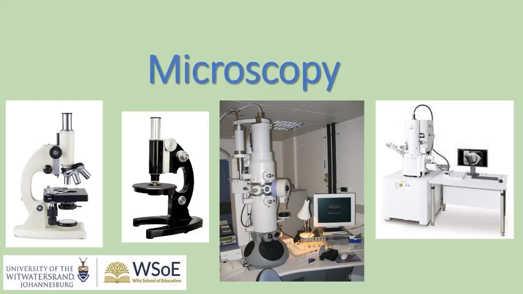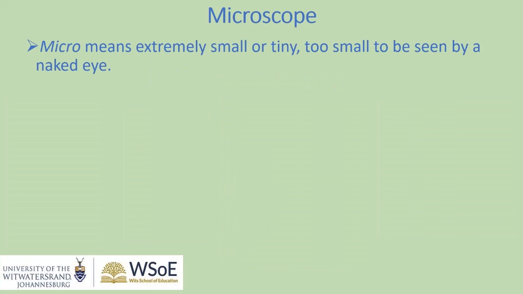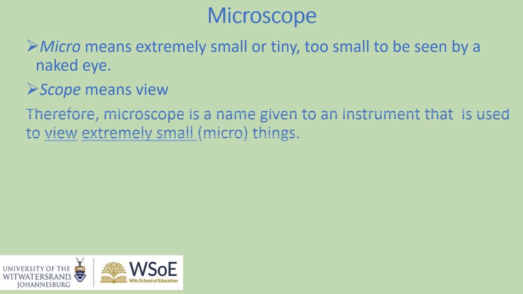So let's look at the light microscope now in more detail in this first video. Now the word microscope is actually broken down, or comes from two words. The first is micro, which means extremely small or tiny, and usually it's too small to be seen by the naked eye. And scope means to view. So the microscope is the name given to the instrument that is used to view extremely small or micro things.